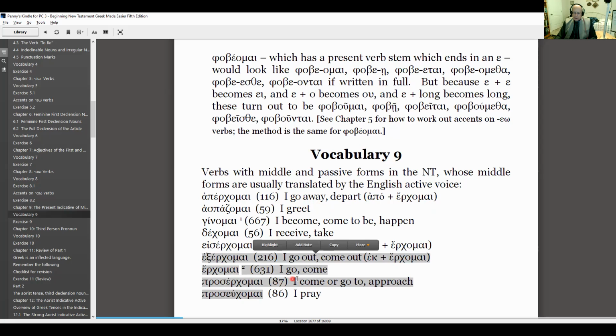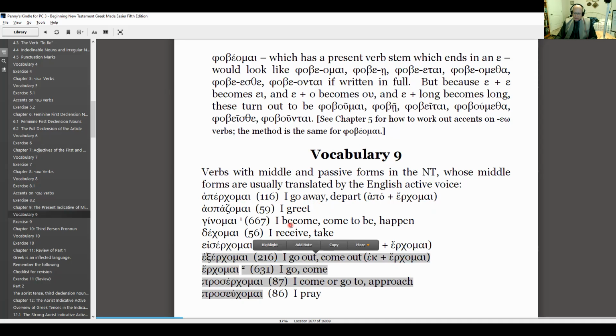Erchomai means I go or come. That's an active voice. It does not mean I am comed, I am goed. That would be a passive expression. But you cannot be goed. You cannot be comed.